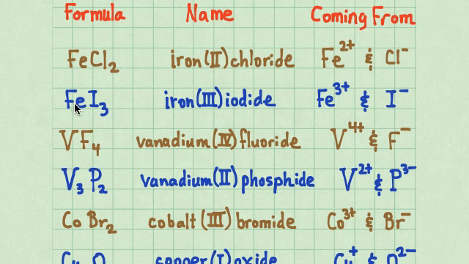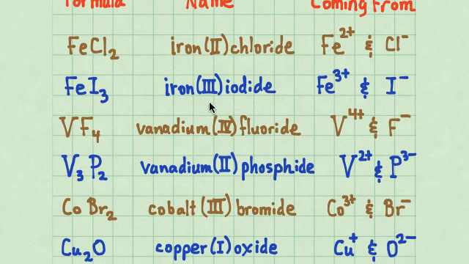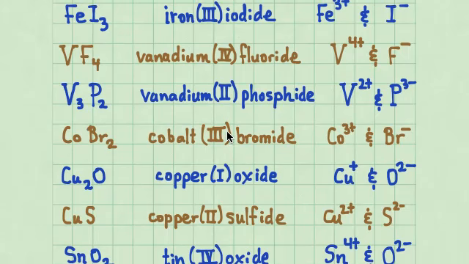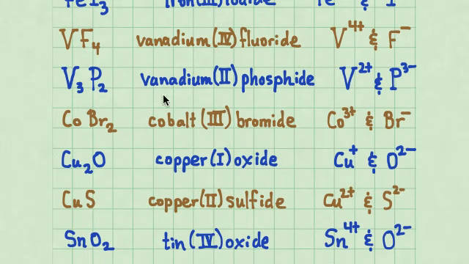If I said the formula FeI3, that means 3 iodides, 3 iodide ions, and 3 negatives force the iron here to be a 3 positive, and that's how I decided it was iron 3, not iron 2. Vanadium 4, that means a 4+ on the vanadium. Fluoride's a single minus. 4 negatives, 4 positives. That's a tricky one. Vanadium 2 phosphorus becomes phosphide.